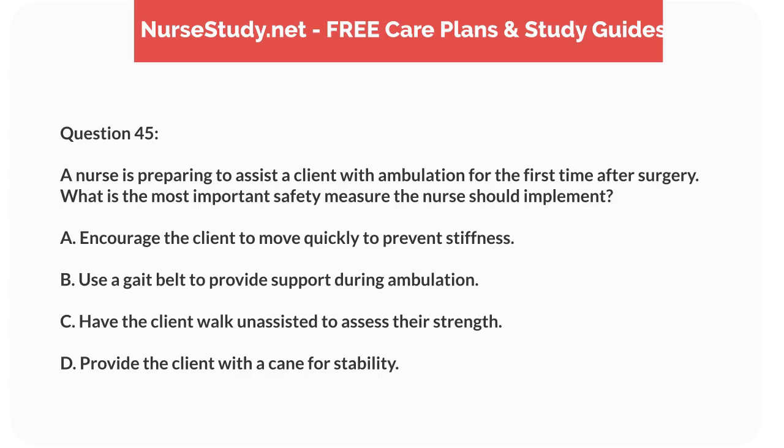Question 45. A nurse is preparing to assist a client with ambulation for the first time after surgery. What is the most important safety measure the nurse should implement? A. Encourage the client to move quickly to prevent stiffness. B. Use a gait belt to provide support during ambulation. C. Have the client walk unassisted to assess their strength. D. Provide the client with a cane for stability.